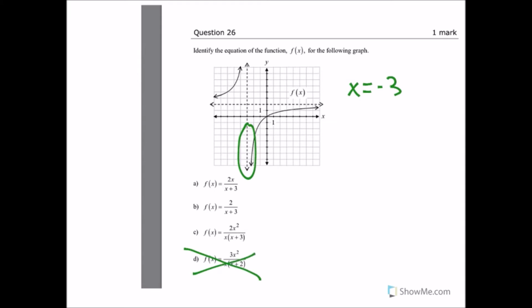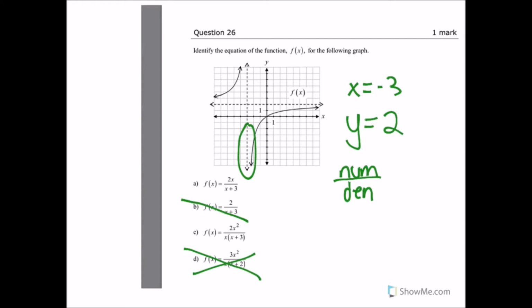Second thing is I've got a horizontal asymptote at y equals 2. It's a horizontal asymptote, so that means the numerator degree and the denominator degree must be the same. So right there we can get rid of B because there's no x on top. Both A and C have this.